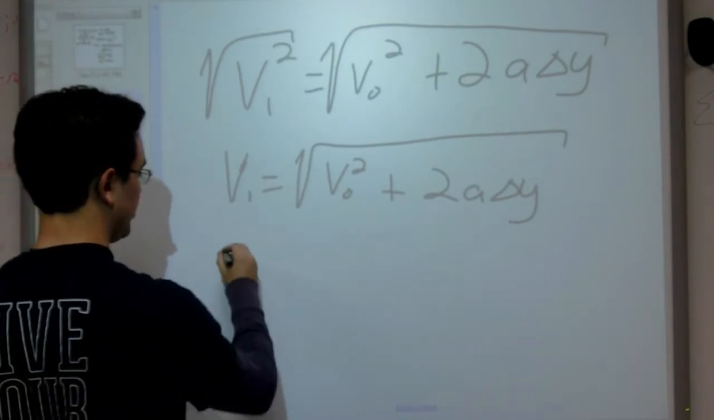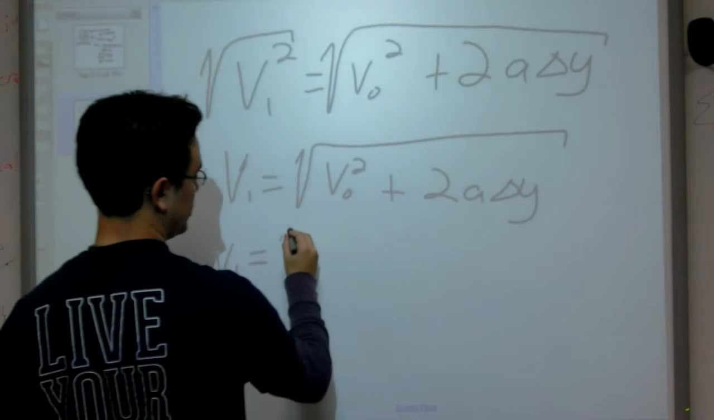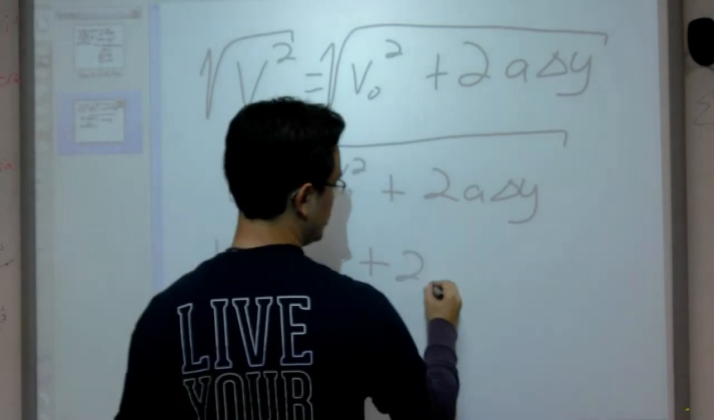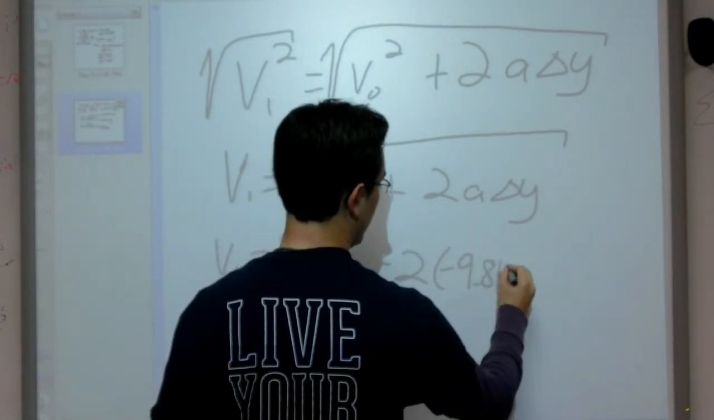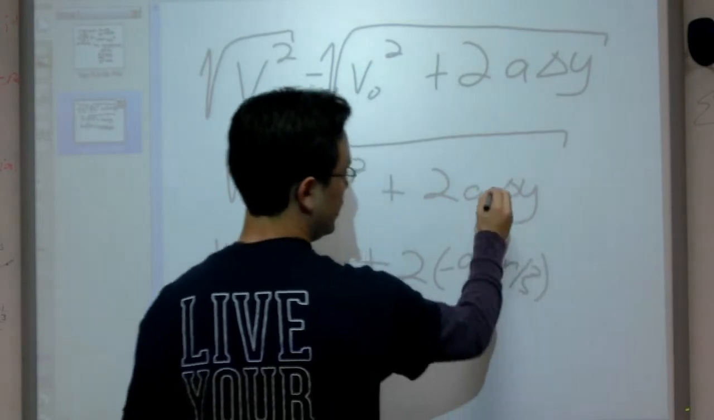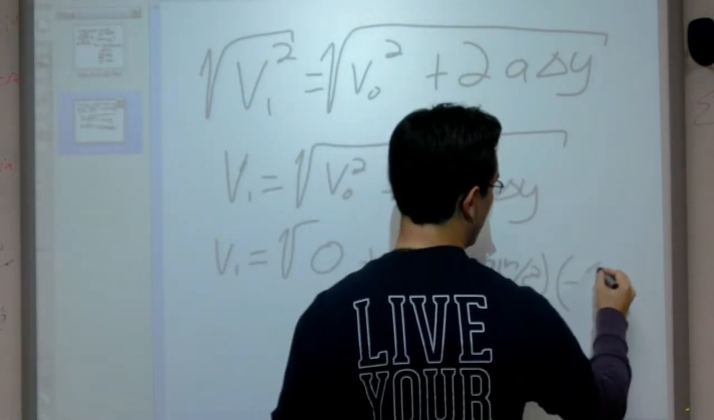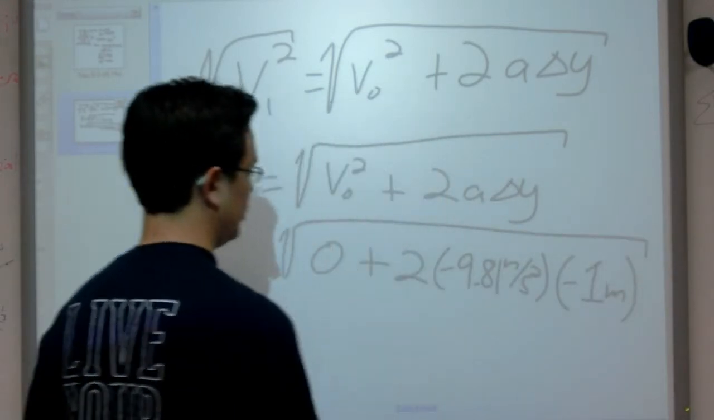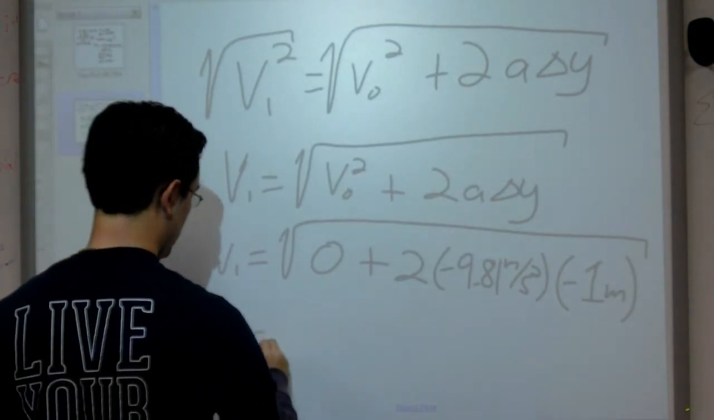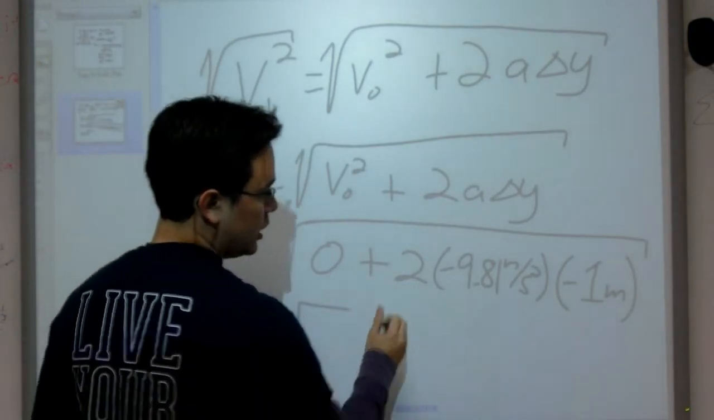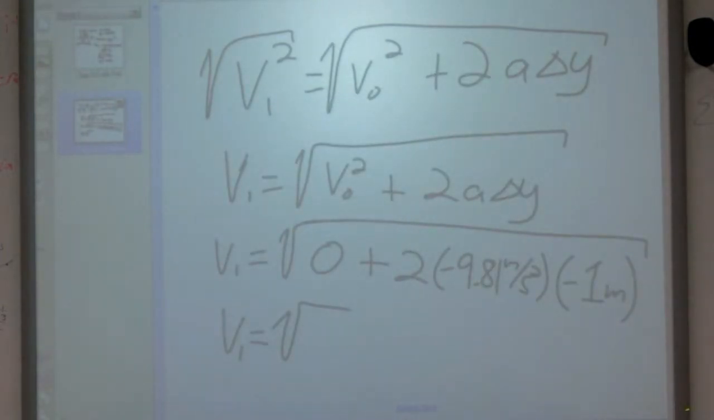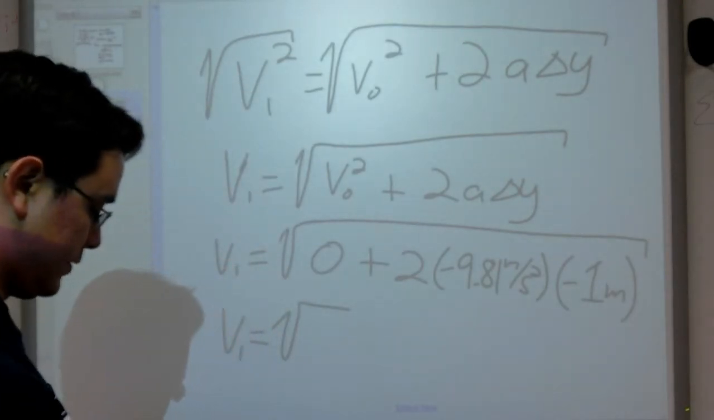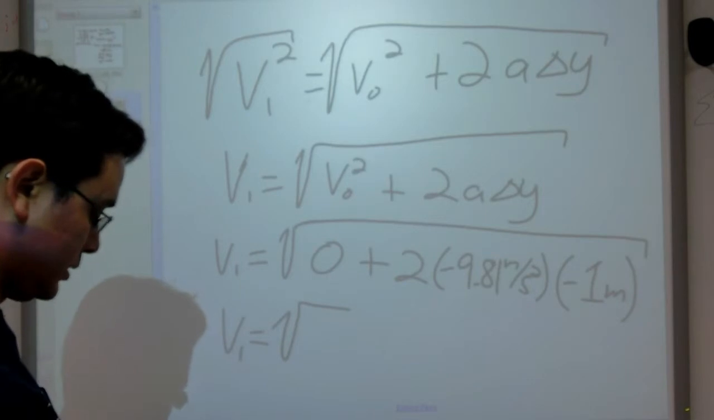Okay, so let's start plugging in numbers. Our final velocity equals the square root of 0 squared, which is a whole lot of 0, plus 2 times negative 9.81 meters per second squared, times delta y, which equaled negative 1 meters. Okay? We take the square root of all of that. Okay, so v1, our final velocity, is the square root of, I'm going to grab my calculator, 2 times negative 9.81 times negative 1.